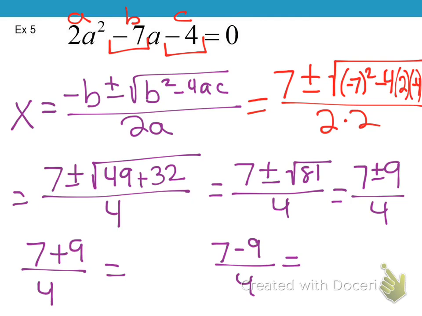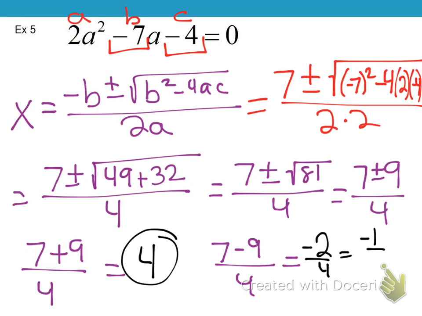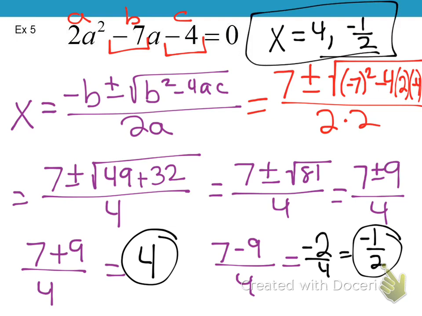Okay, so what is 7 plus 9? 16. And what's 16 divided by 4? 4. Yay. What is 7 minus 9? Negative 2. And negative 2 over 4 is? Negative 1/2. These are our 2 answers. You could write it as one line if you want. We did it. Yeah, we did it.